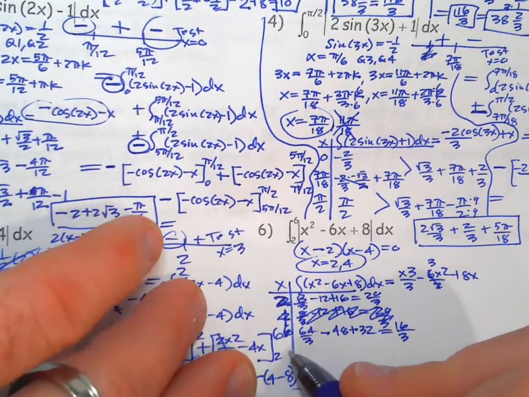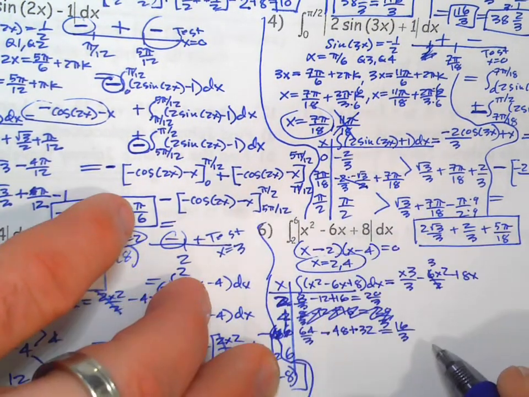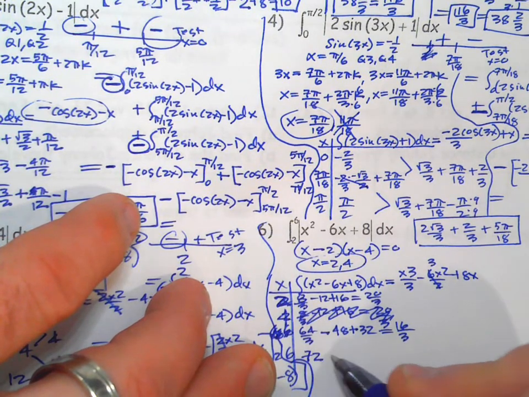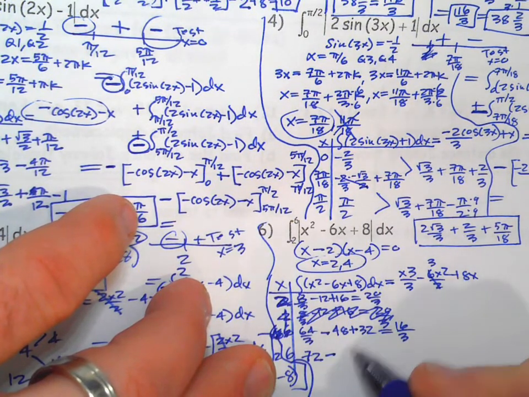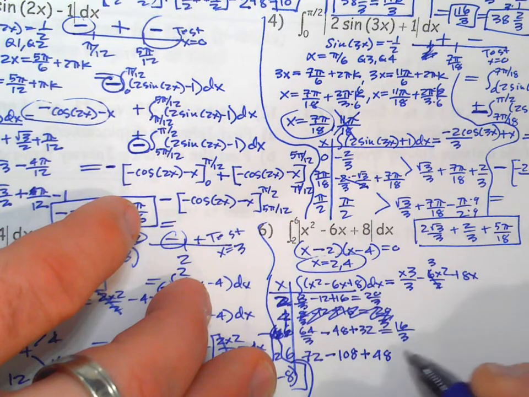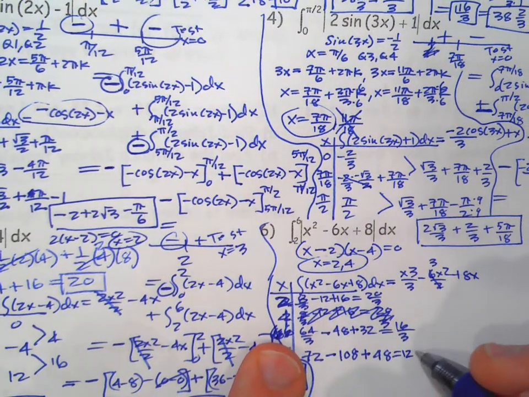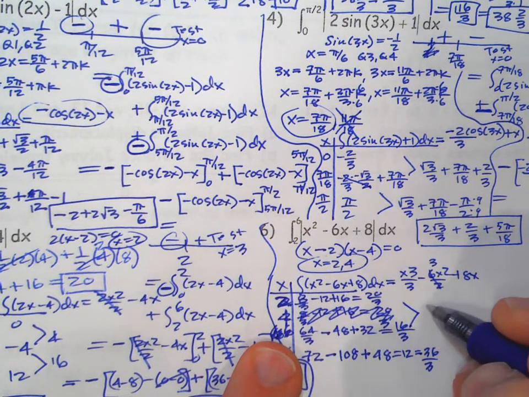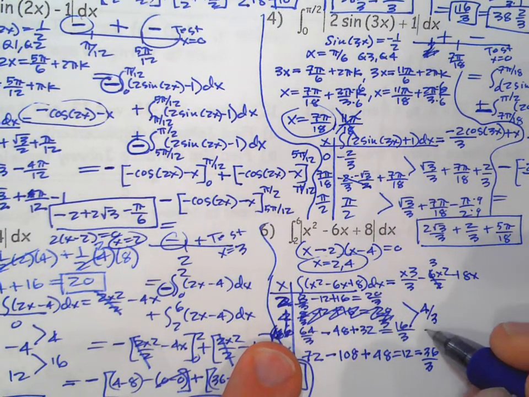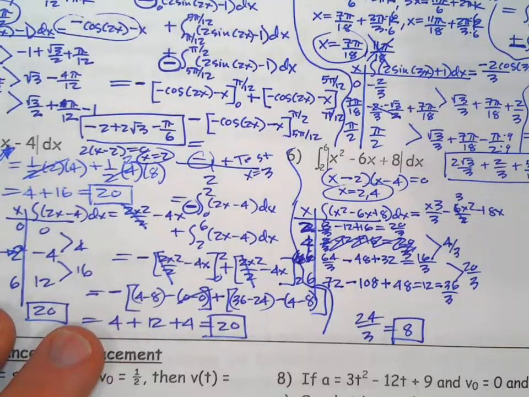Plug 6 in, you get 72 minus 3 times 36 is 108, plus 8 times 6 is 48. So that's going to be negative 36, that's going to be 12 or 36/3. So the distance between these is 4/3. The distance between these is 20/3. So the total distance is 24/3 or 8. So the answer is 8.